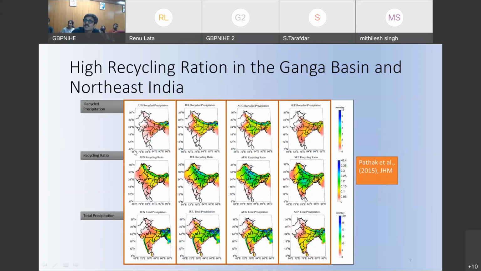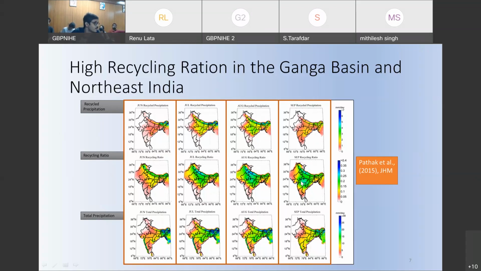This is the recycled precipitation figure. Now just look at this middle one. This is the recycling ratio, that means the ratio of recycled precipitation to total precipitation. You can see that initially the recycling ratio is quite low, but in the Himalayan region there is a consistently very high recycling ratio. Specifically in these regions, the biosphere is playing a major role in generating rainfall. But the important part is that during June the recycling ratio is quite low, around 10%. But as the monsoon progresses, you get a high recycling ratio of 25%.